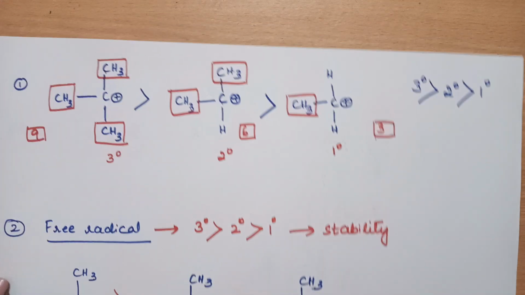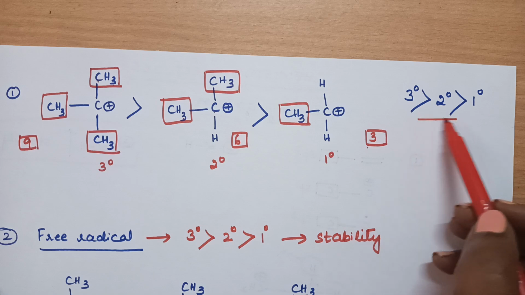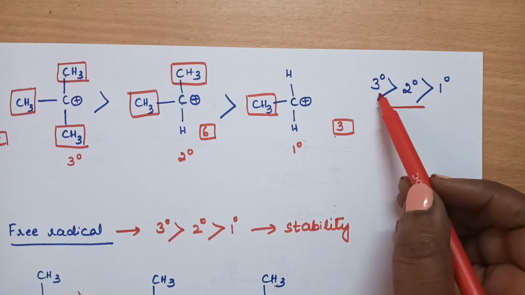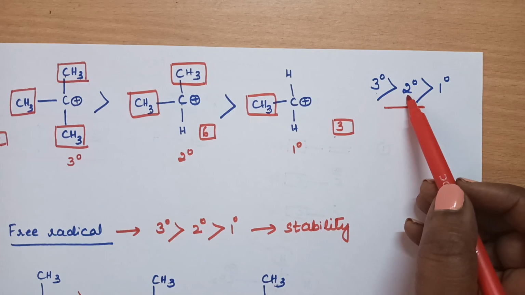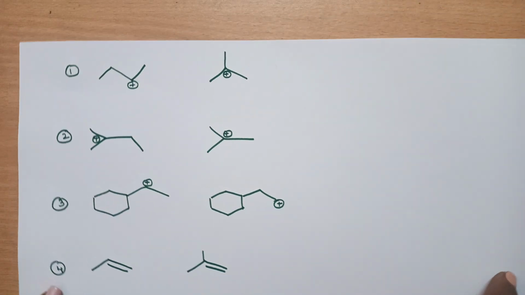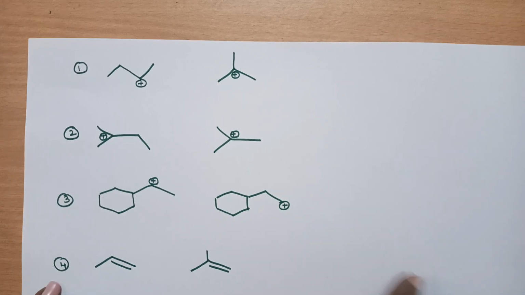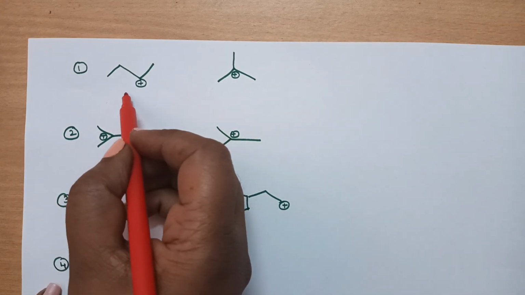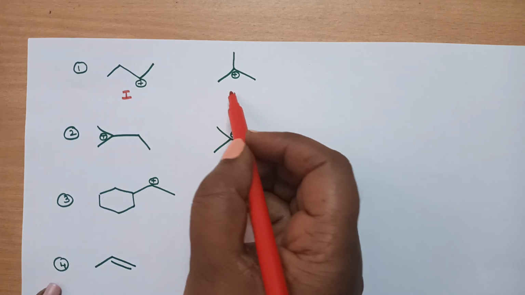So students, see here, for carbocation also it is the same. For carbocation, tertiary is more stable than secondary, which is more stable than primary. So keep this in mind. We will take some more examples and we will find the stability. So this is the first example now. So first example, structure 1 and this is structure 2.